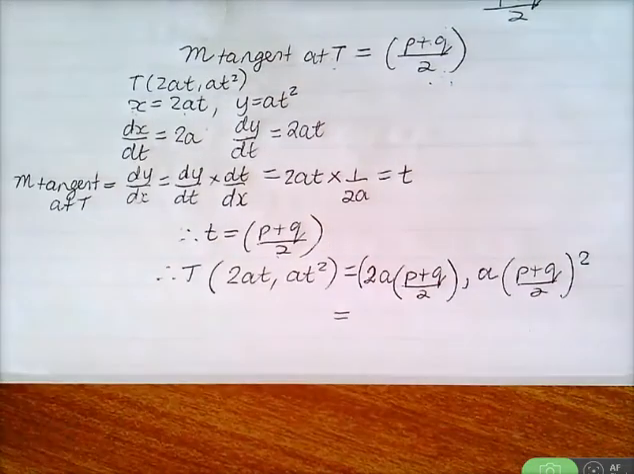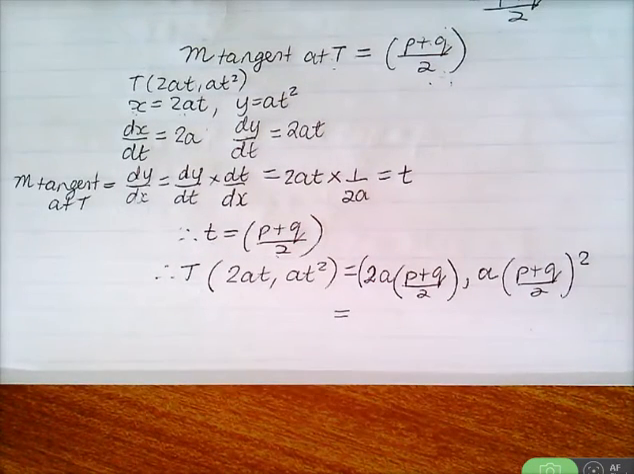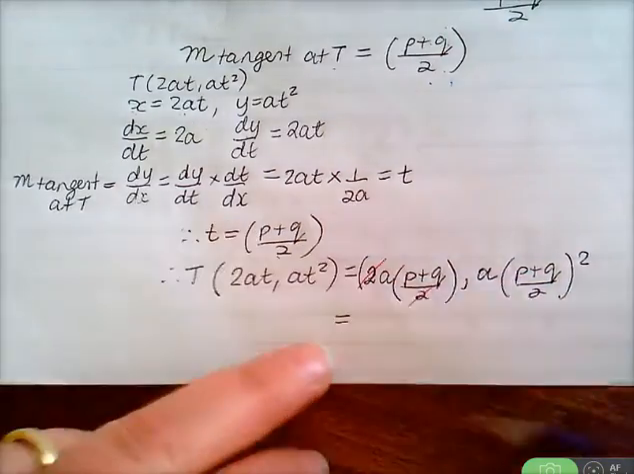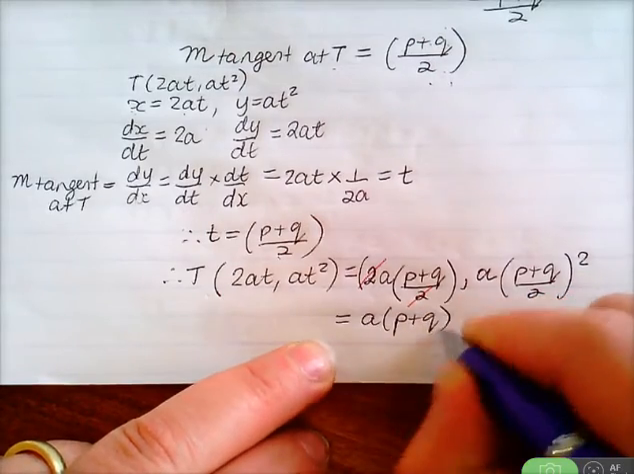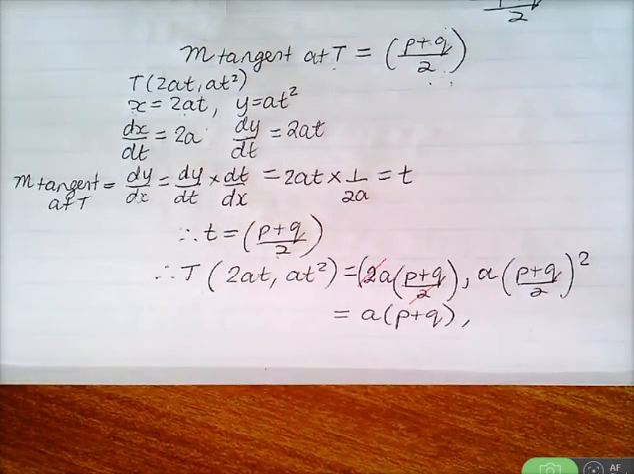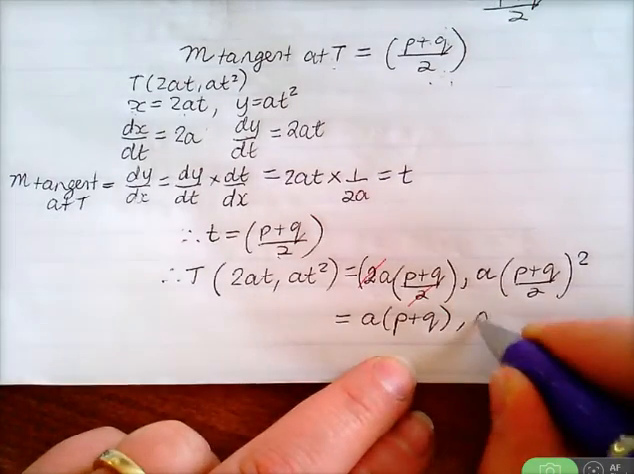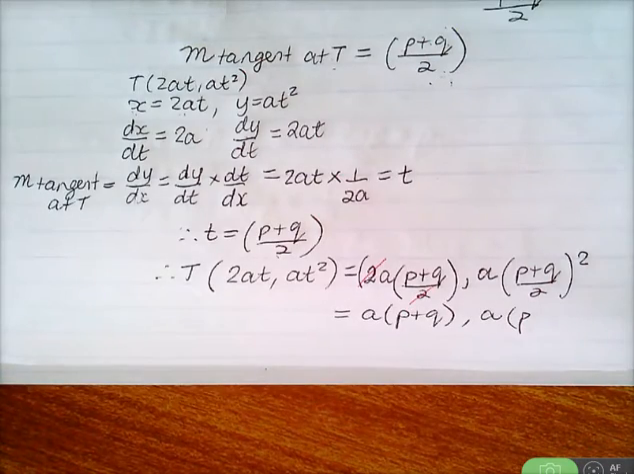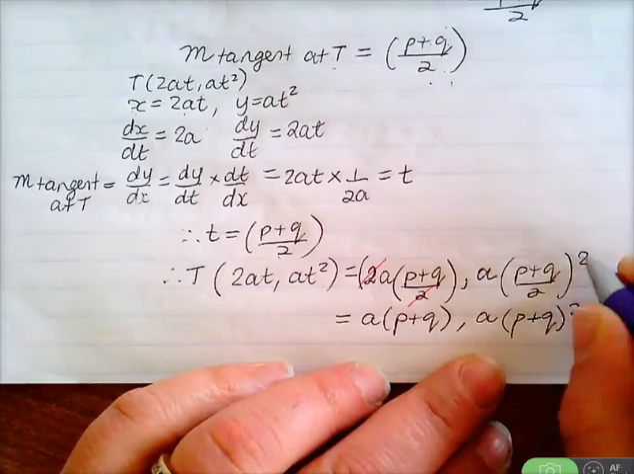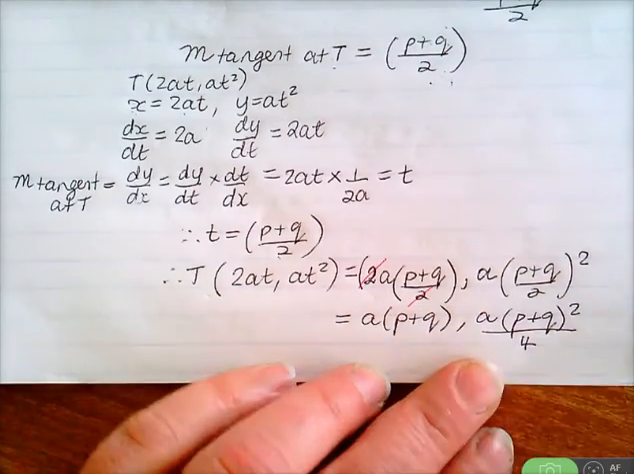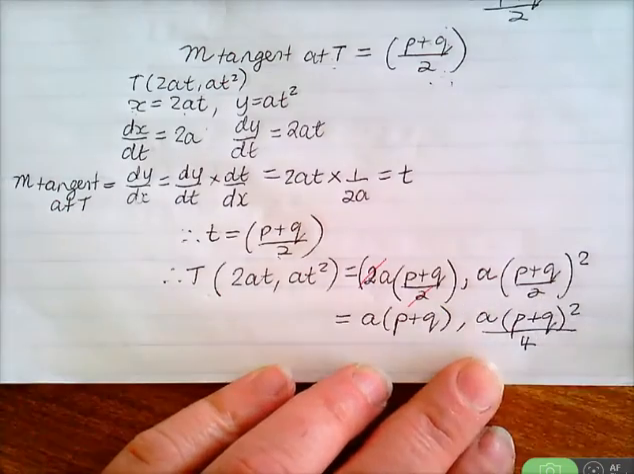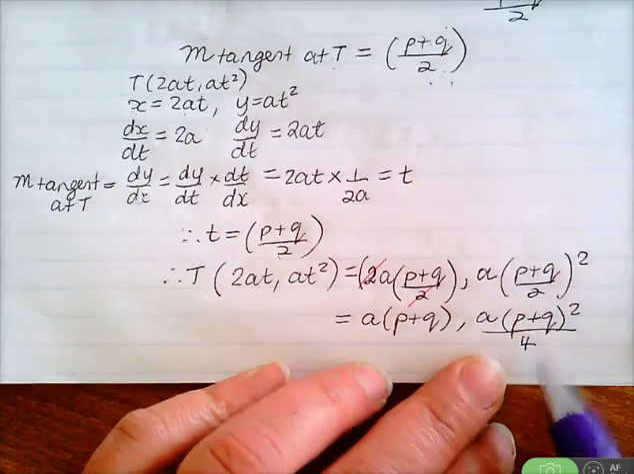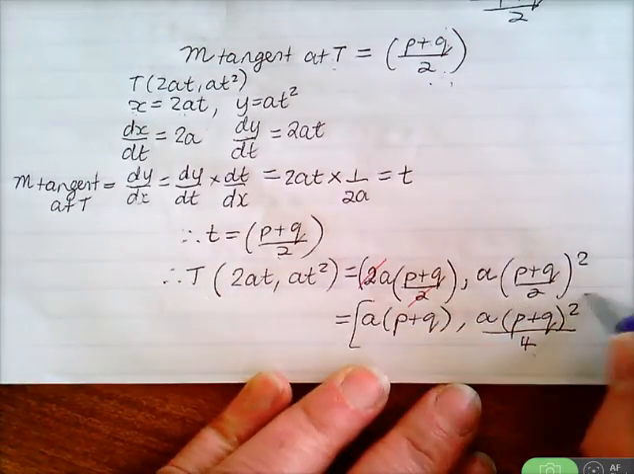Girls, I even had to think about this one, and I've done this many times. I've got that t has coordinates a bracket p plus q, and it looks like we can't do much with the other one. A bracket p plus q on 2 all squared. You know how you've got to square the top and the bottom? Over 2 squared, which is 4. Girls, I'm not expanding. I don't want to expand that thing. I'm just keeping it as p plus q all squared over 2 squared, which is 4. So they're the coordinates of t.